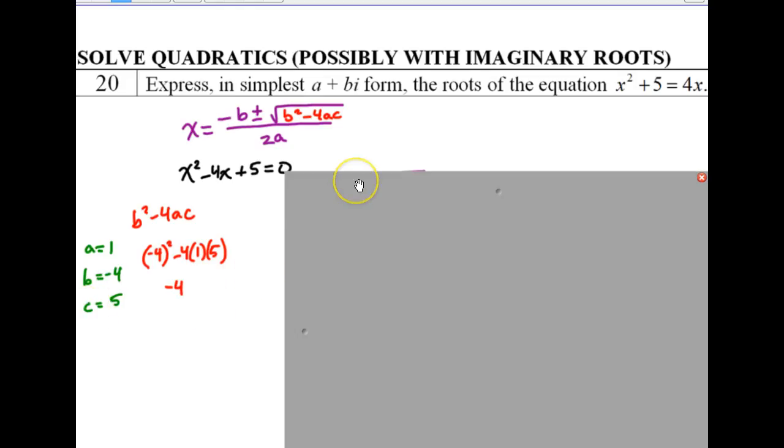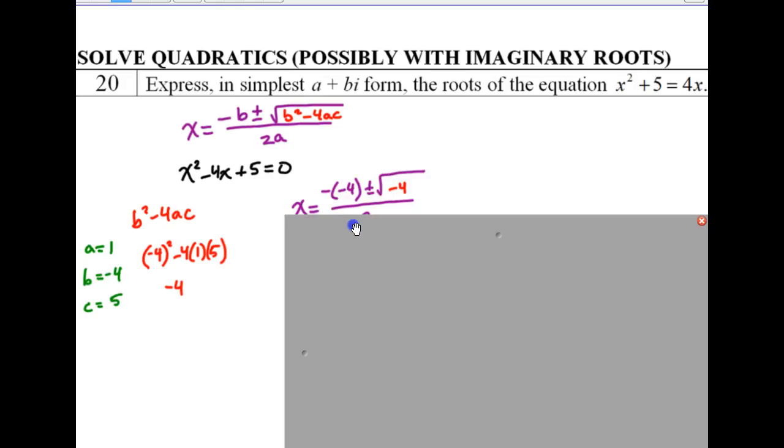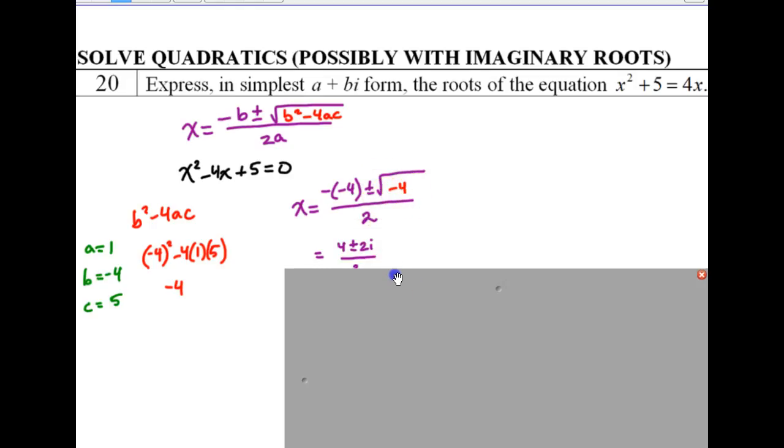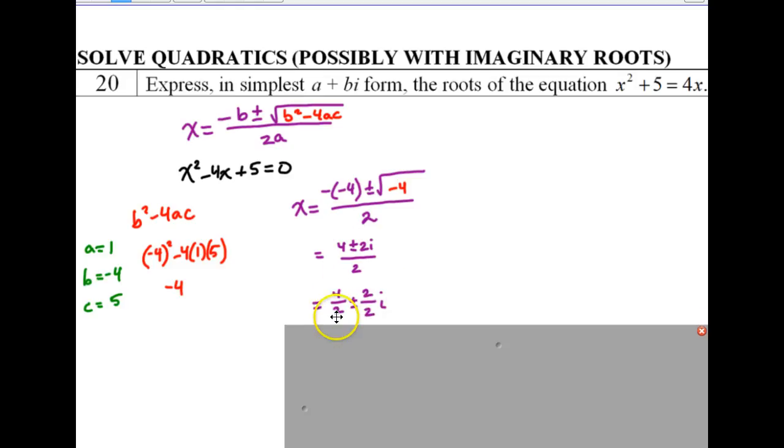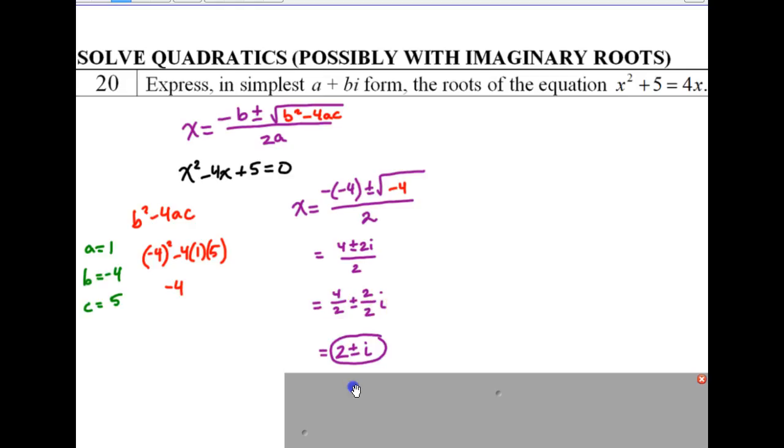Okay? So, substitute now into the quadratic formula. Okay, we sub in all the other stuff, the negative b and the 2a, as well as the discriminant. Now it's easy to simplify. Remember, square root of a negative 4 is 2i. Now we just need to break this down. I put 4 over 2 plus or minus 2i over 2. Simplify those, 2 plus or minus i.